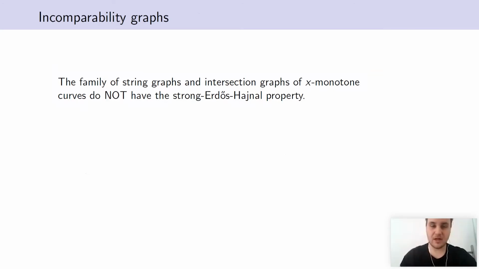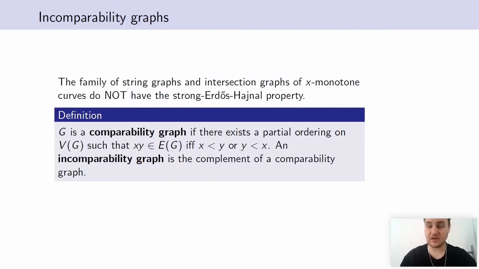So it turns out that string graphs and incomparability graphs are very closely related. So what's an incomparability graph? The incomparability graph is just the complement of a comparability graph. So given a partially ordered set, you can look at if two elements are comparable, let's say x less than y or y less than x, you just forget which one is less than which, and you just draw an edge between them. This gives you a comparability graph. And so the complements of such graphs are closely related to string graphs.